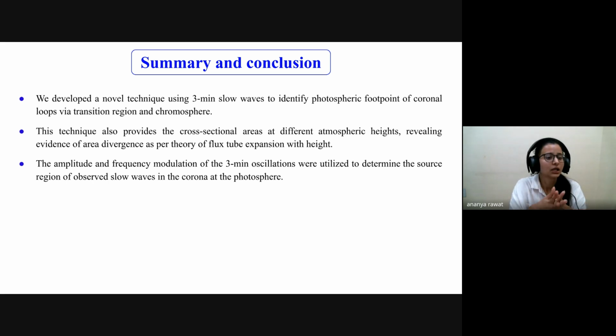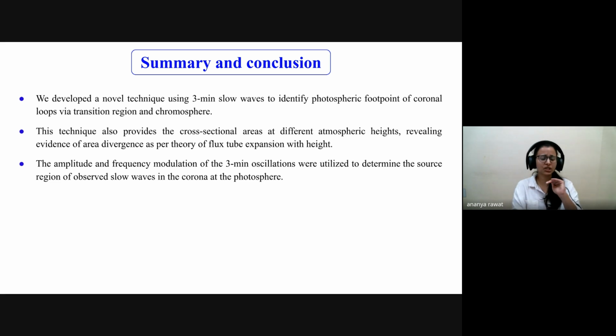Then further, we determined the amplitude and frequency modulation of these 3-minute waves, which were utilized to determine the source region of these observed slow waves in the corona, at the photosphere. So these modulations are basically the property of the driver.